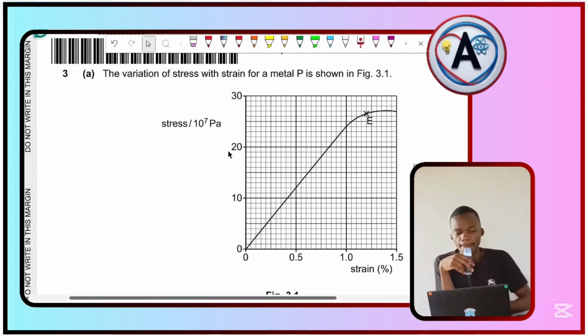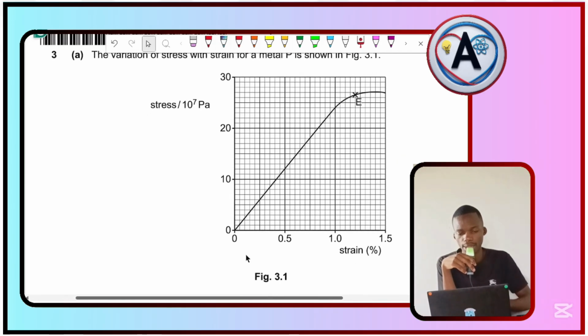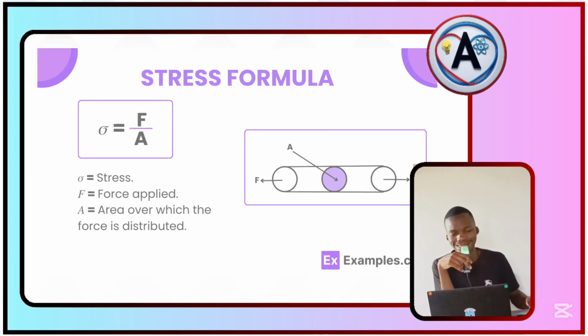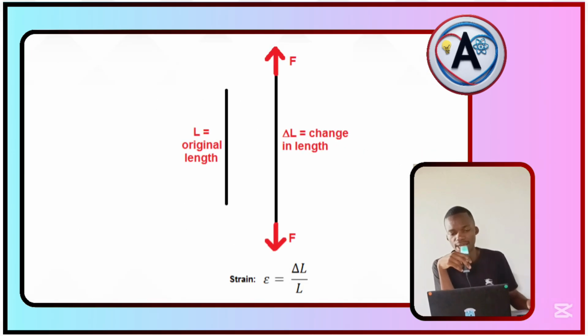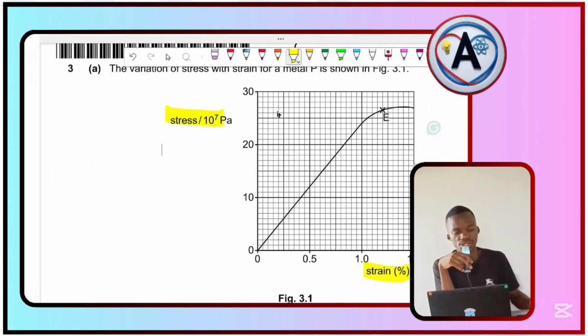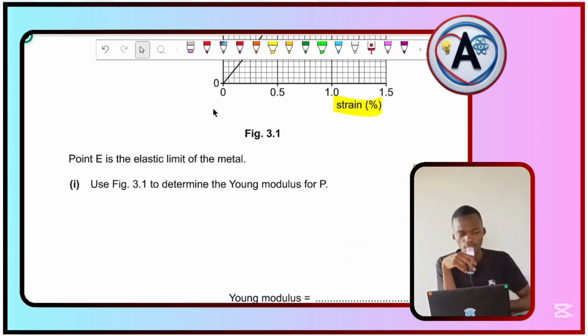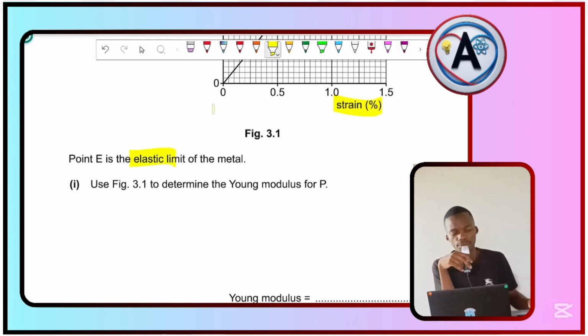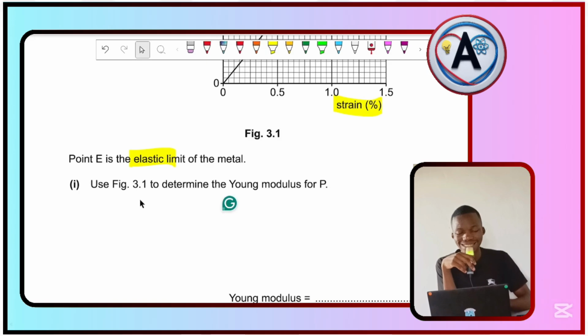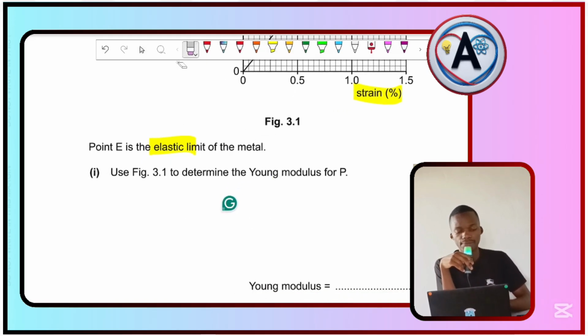Question 3. The variation of stress with strain for a material, metal P, is shown below. So we have stress on this axis and we have strain on that axis, right? You strain something, it gets stressed. You stress something, it gets strained. Sorry, it works that way. Okay, point E is the elastic limit of the material. That is where it stops going back to its original point. That's what elasticity means. It has to go back to its original point. Elastic limit, that's when elasticity ends. So use fig 3.1 to determine the Young modulus for P.